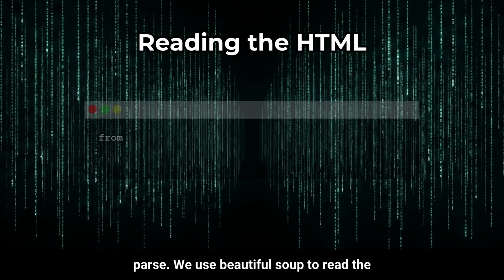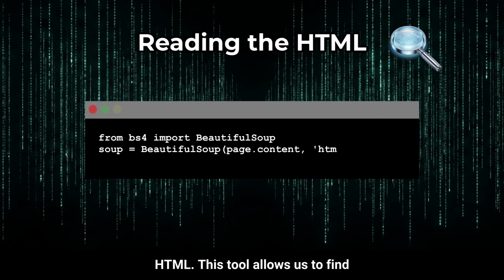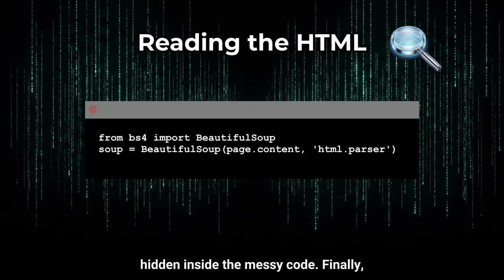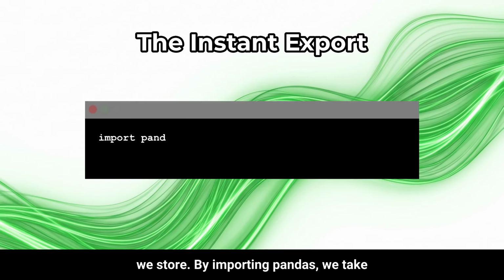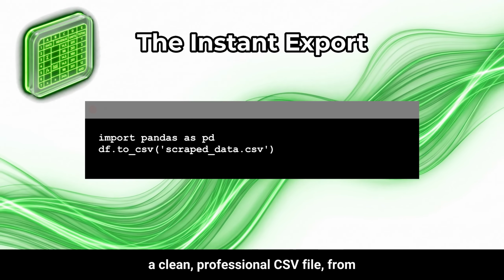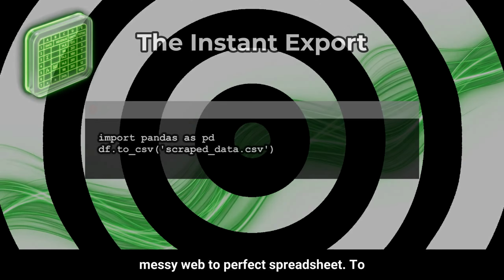Next, we parse. We use BeautifulSoup to read the HTML. This tool allows us to find specific headers, prices, or names hidden inside the messy code. Finally, we store. By importing pandas, we take our list of findings and export it into a clean, professional CSV file, from messy web to perfect spreadsheet.